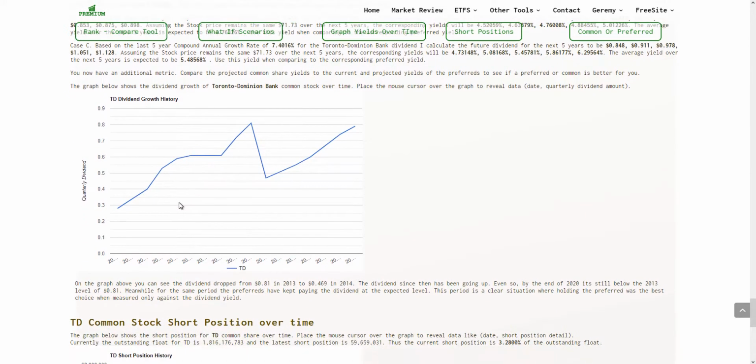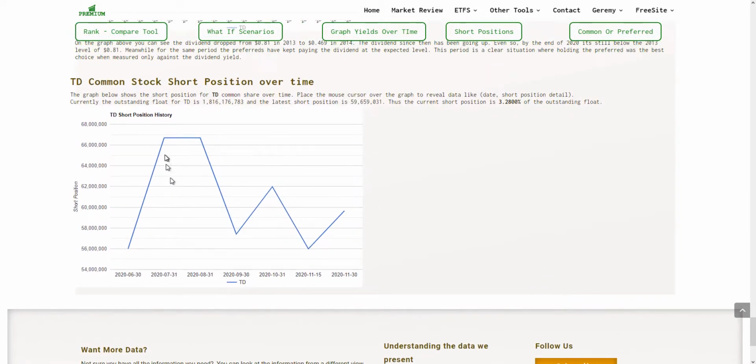TD common stock short position over time. This graph shows the short position for TD common shares over time. Place the mouse cursor over the graph to reveal data like the date and short position detail. Currently, the outstanding float for TD is roughly 1.8 billion shares, and the latest short position is roughly 59 million shares. Thus, the current short position is 3.2% of the outstanding float. You can see the short positions of other bank stocks in their respective web pages on our site.